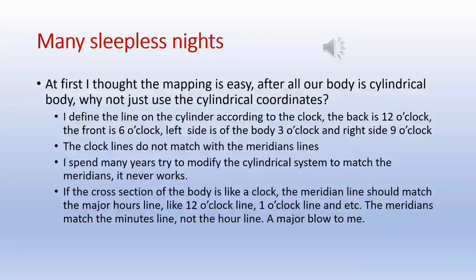Just like a clock, you're putting a cross section of the clock on your body. But the problem is that the clock lines do not mesh well with the meridian lines. I spent many years trying to modify, trying to change the shape, trying everything. It never worked. If the cross section of the body looks like a clock, then the meridians should match with the major clock lines, like 12 o'clock, 1 o'clock, etc. But unfortunately, in a simple cylindrical system, the meridians match the minute lines, not the hour lines, and it makes the study complicated.